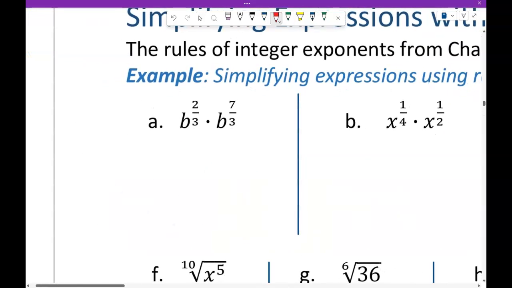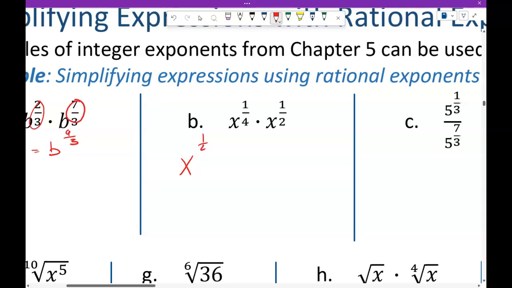So we have our fractional exponents. Our product rule says we take the same base and we add the exponents, giving us b to the 9/3, which reduces to b to the 3rd. We can add these exponents here. Now we do need a common denominator of 4, so that gives us x to the 3/4. Now, if I were to write this in radical notation, this doesn't let me simplify at all. And since I can't simplify at all, there's no point in writing it in radical notation. We'll just leave it in rational exponent form.